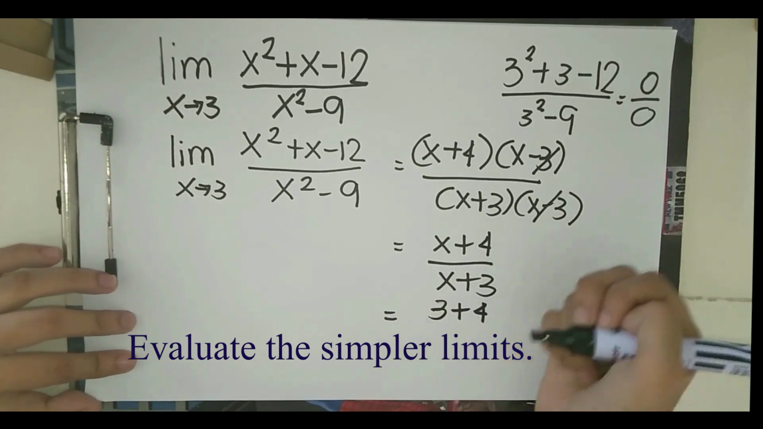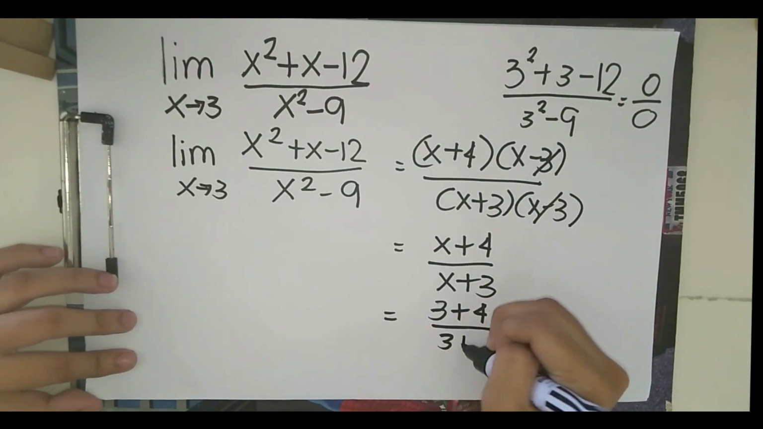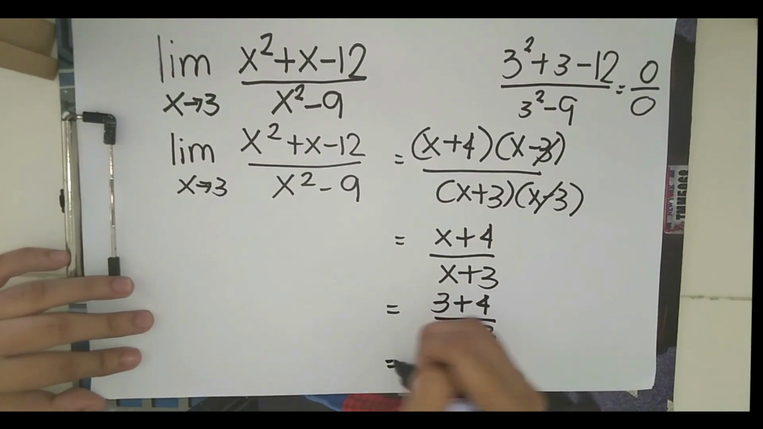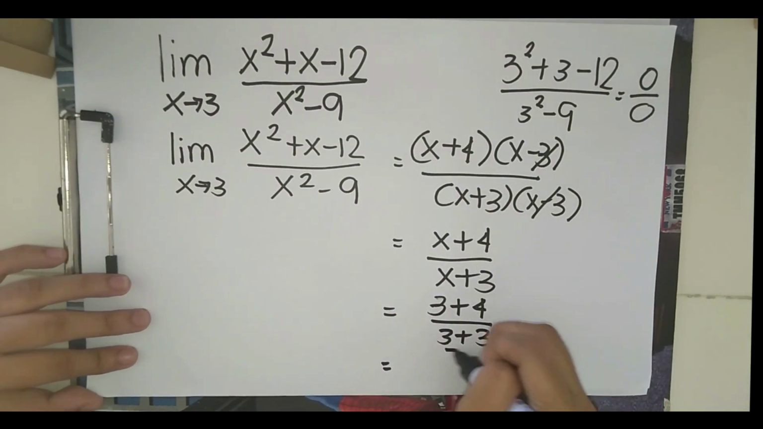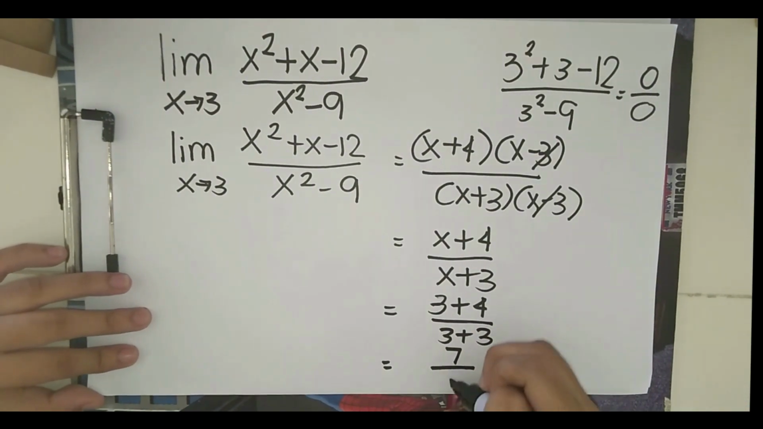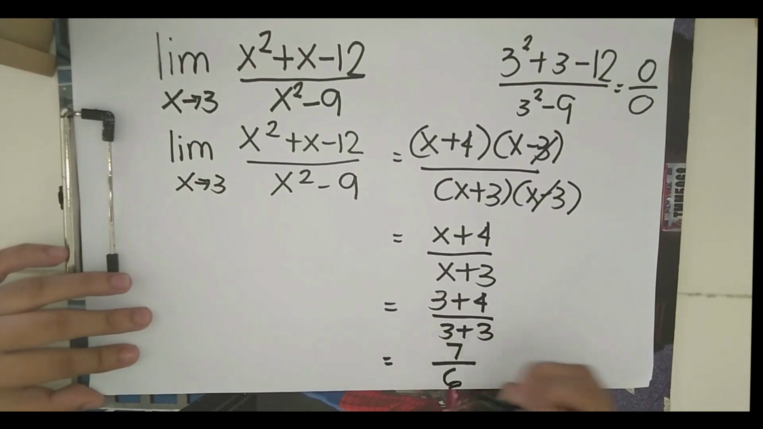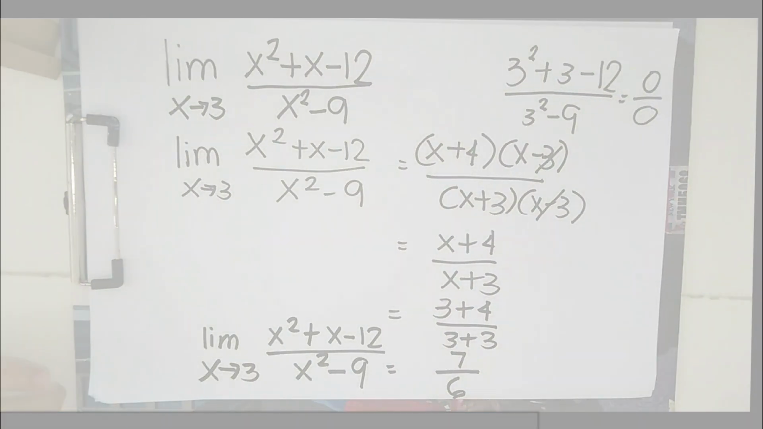Then evaluate: 3 plus 4 all over 3 plus 3. This becomes 3 plus 4, 7, then 3 plus 3, 6. So we come up with 7 over 6.